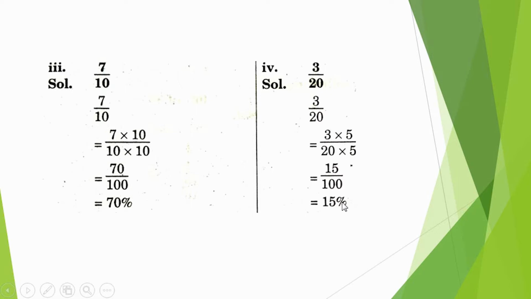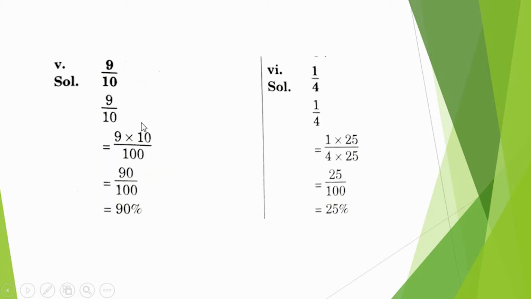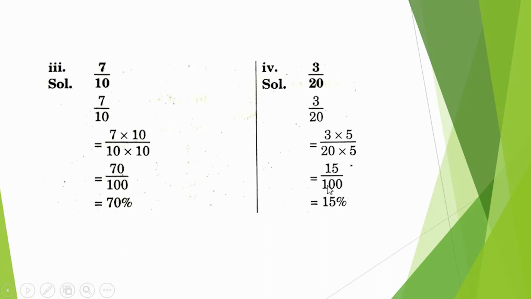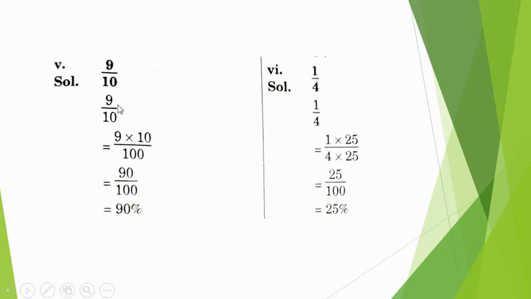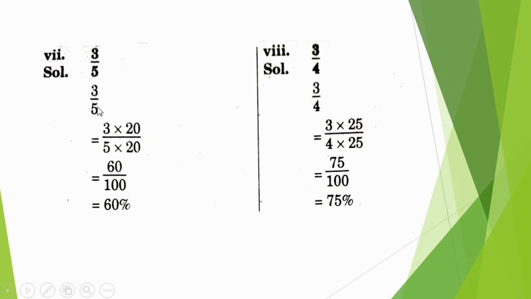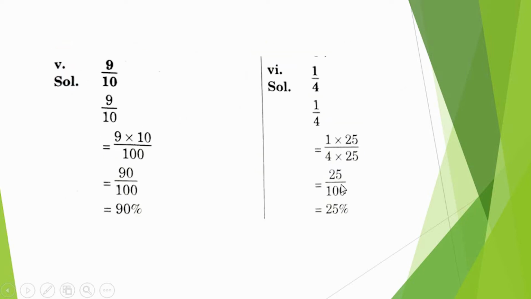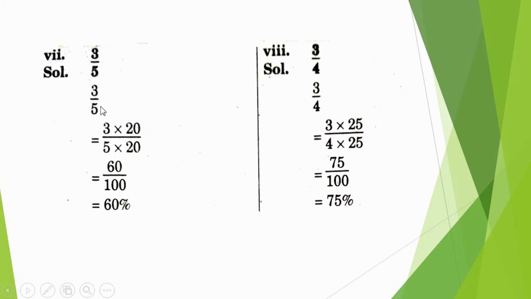3/20. When we multiply 20 with 5, therefore 3 5s are 15, 20 5s are 100. We will remove this 100 and put the percentage sign. 9/10. Now we will multiply 10 in numerator and denominator. The denominator becomes 100. Now 9 10s are 90. We will remove this 100 as percentage sign. 1/4. When we multiply 4 with 25, the denominator becomes 100. Therefore 25 ones are 25, 4 25s are 100. Now we will remove this 100 with percentage sign.